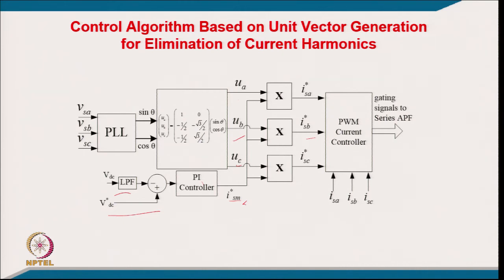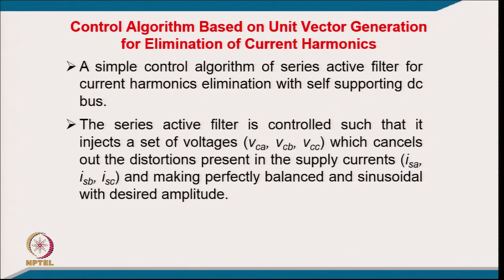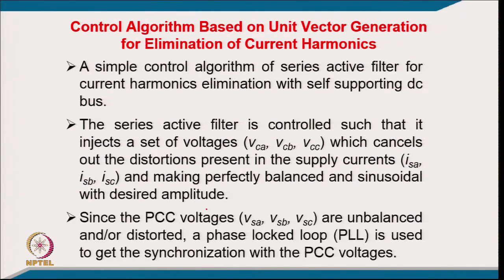So, this is one of the simplest control algorithms you can think about for a series active filter for eliminating current harmonics in a voltage fed kind of load. A simple control algorithm of the series active filter for current harmonics elimination with a self supporting DC bus: the series active filter is controlled such that it injects a set of voltages which cancel out the distortion present in the supply currents ISA, ISB, ISC, making them perfectly balanced and sinusoidal with desired amplitude.